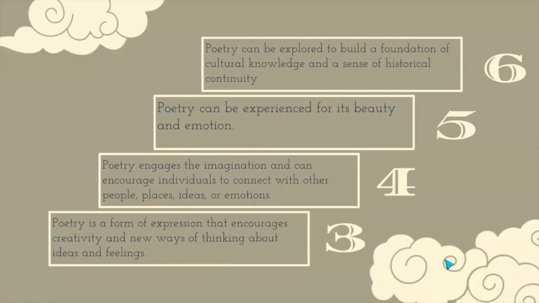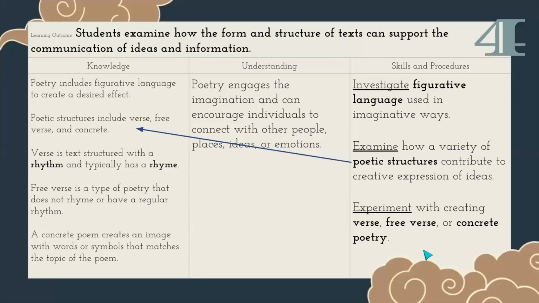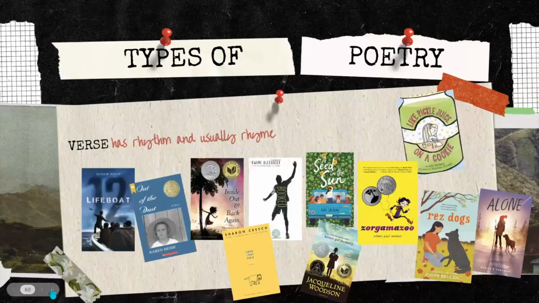Here is how the poetry understanding grows across the grades. In grade 4, the poetic structures that we need to look at include verse, free verse, and concrete poetry, which is sometimes called shape poetry. That might be how you're familiar with it. And students need to investigate figurative language. So we have to look at it, we have to understand it. And they need to experiment with creating some kind of a poem. So we're not expecting a poetic masterpiece from our grade 4 students. They just need to give it a whirl.